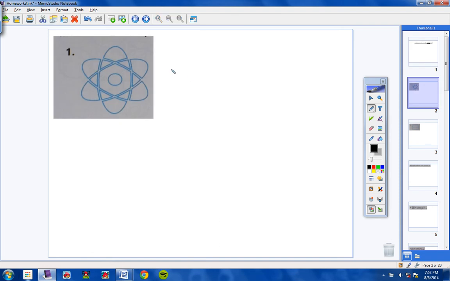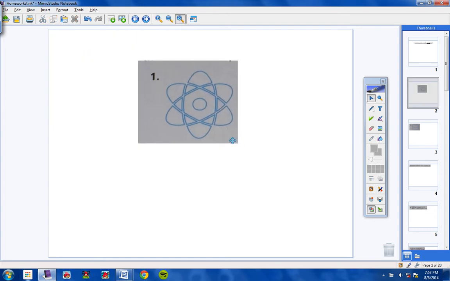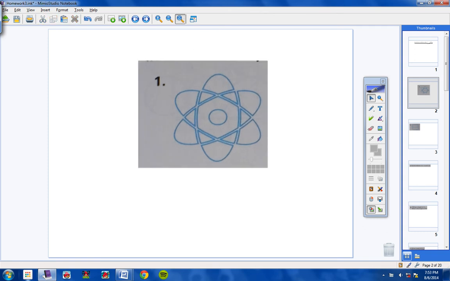Let's take a look at the first problem, number 1. The directions for numbers 1 and 3 state, identify any symmetry of the figure. Now, let me explain something to you. On a test or a quiz, I'm not going to ask you to give me every single line of symmetry there is. I mean, my goodness, take a look at this.